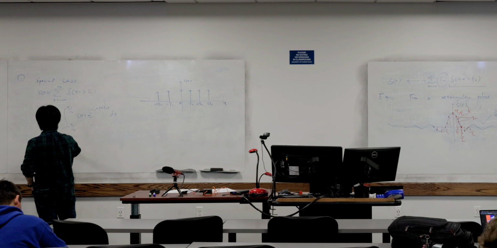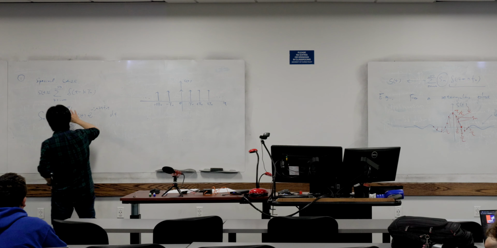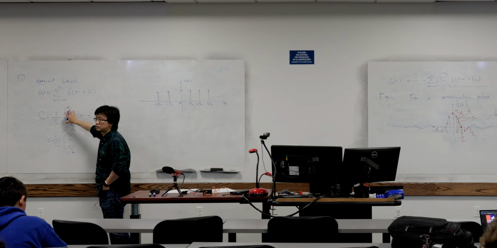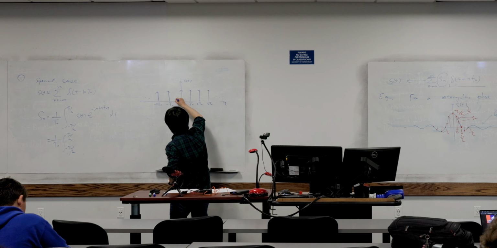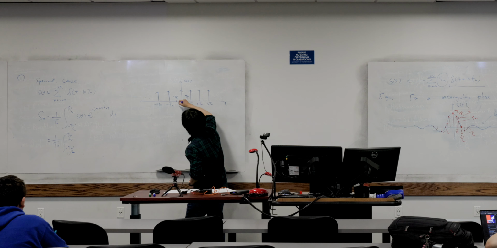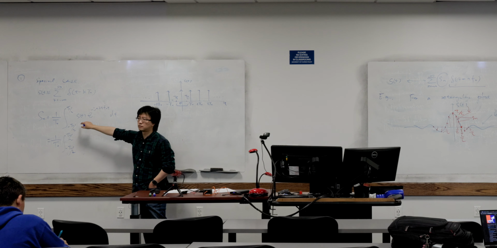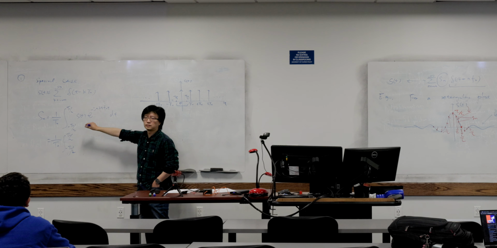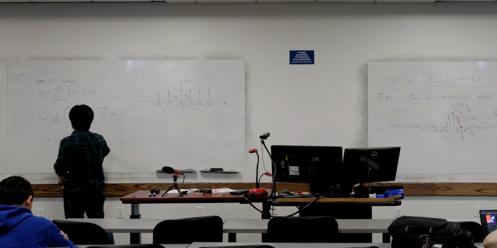Now we just need to do the integral over one period, from minus t naught over 2 to t naught over 2. Within this integral limit, what does S of t equal to? Just delta, right? S of t just equals delta of t.